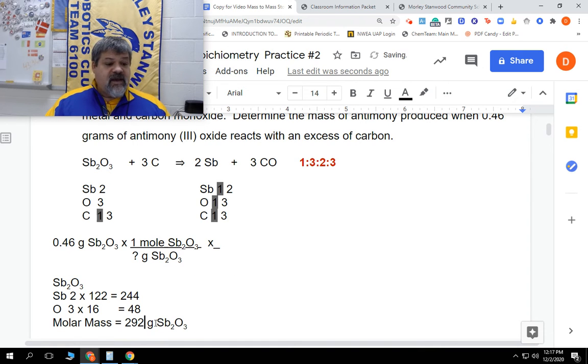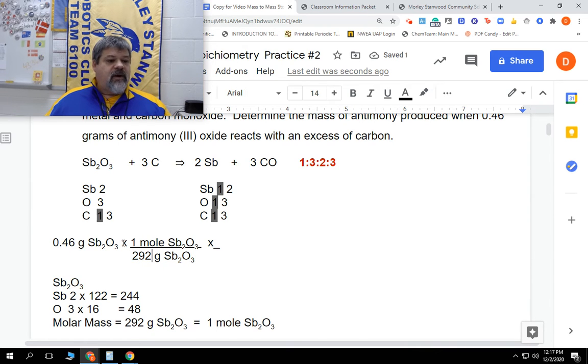So we know that this is going to be equal to 1 mole of antimony 3 oxide. I didn't need to put grams there, but it's nice to know because this is my conversion factor. This is why I have this on top and this on bottom, because I converted from grams of antimony 3 oxide to moles of antimony 3 oxide. So we're going to take this 292 and place it right here. So 292.